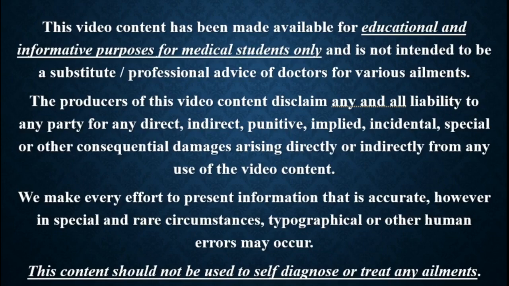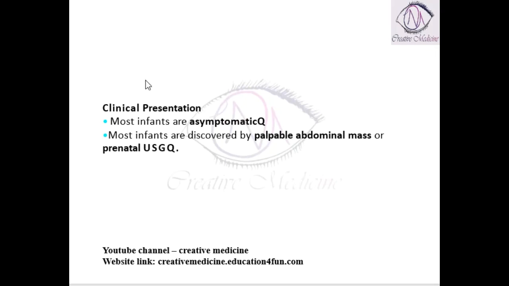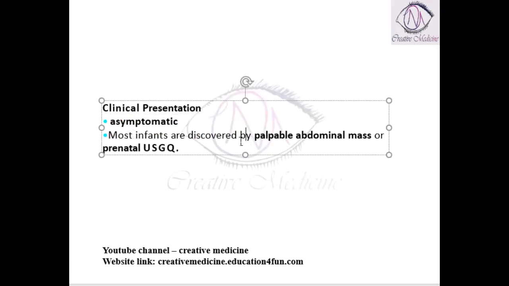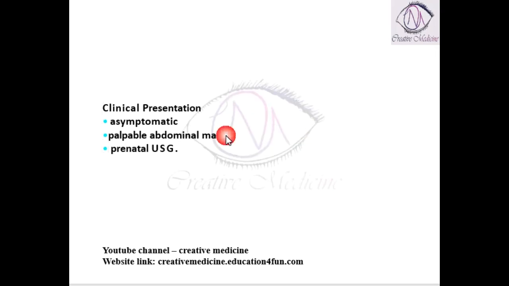In this lecture, we will learn about clinical presentation. In patients with pelvic junction obstruction, the infants are mostly asymptomatic. Most of the time they are asymptomatic, so it is incidentally discovered either by a prenatal ultrasonography, or a palpable abdominal mass may be seen sometimes. It is only seen sometimes.